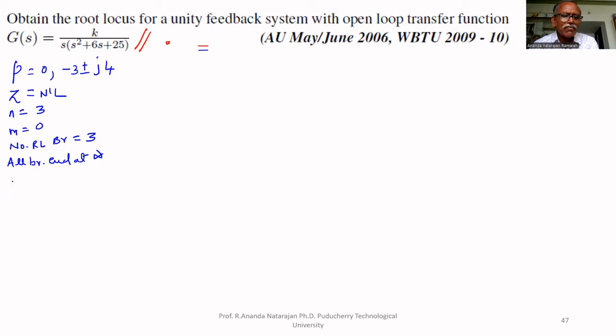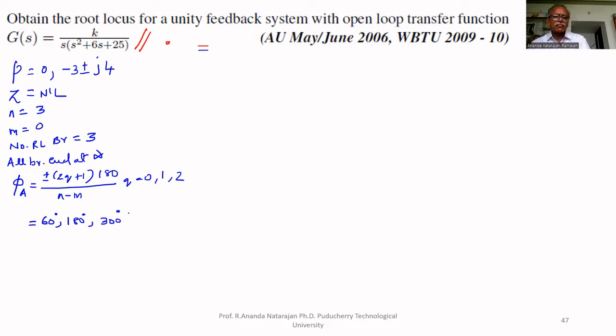Now we have to find the angle of asymptote at which these root locus branches are going to infinity. That is plus or minus (2q plus 1) multiplied by 180 divided by (n minus m), where q equal to 0, 1, 2. n equal to 3, therefore 60 degree, 180 degree and 300 degree. The root locus branches will end at infinity at angles 60 degree, 180 degree and 300 degree.